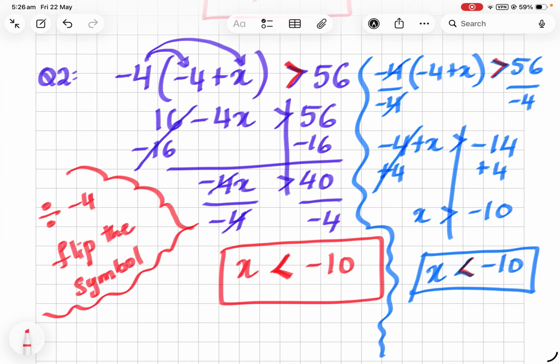I hope this is helpful. When you have brackets, whichever method you're comfortable and familiar with, stick with it. Just remember, whenever you're dividing or multiplying by negative numbers, you need to flip the symbol.